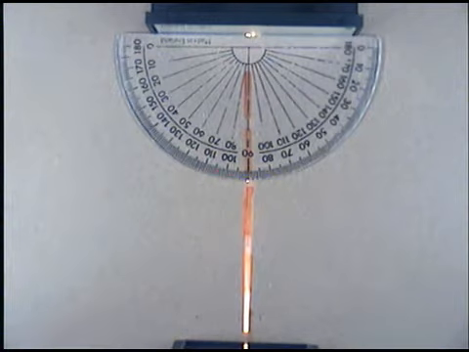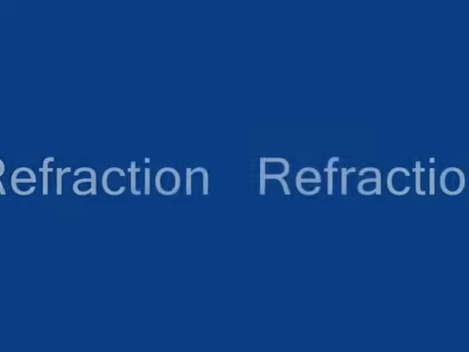If you were to change the angle of incidence, so let's say 20 degrees, then you'll notice that the angle of reflection also changes to 20 degrees. This is because the angle of reflection is always equal to the angle of incidence. We can do the same for 40 degrees, like so.